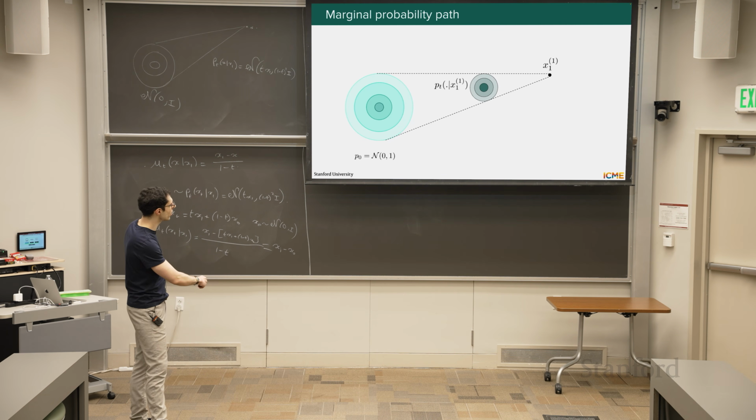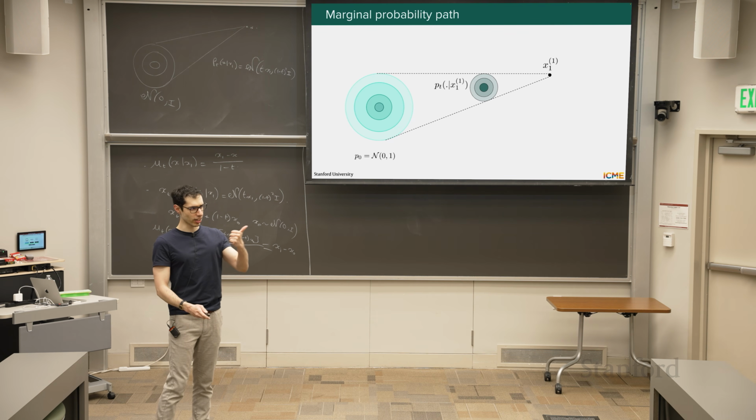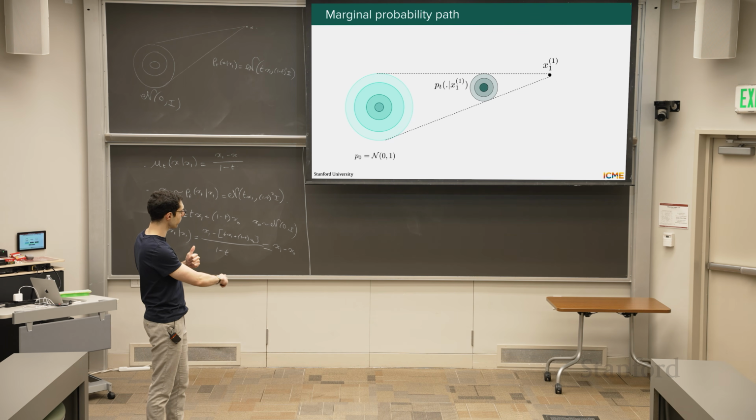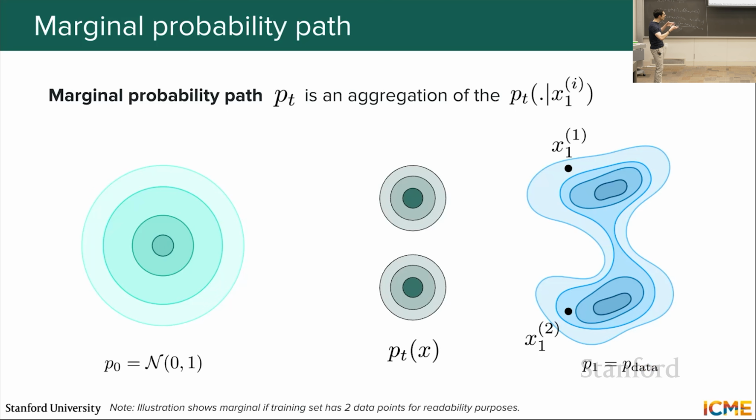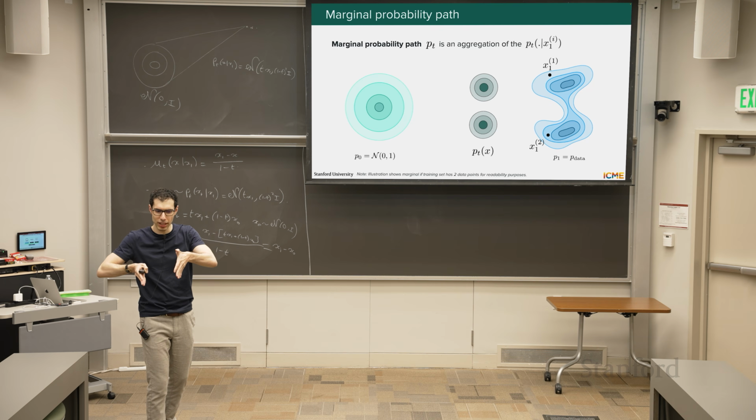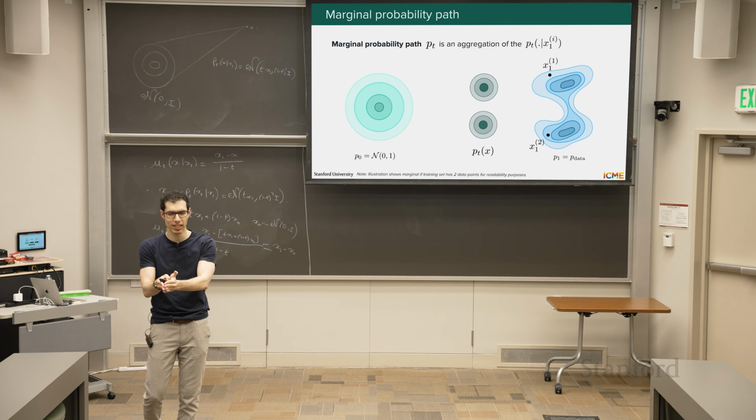So if we do that, we consider, let's say, one point of your target data distribution. We have this conditional probability path. We consider a second point. And let's assume here that our target data distribution, our training set, only has 2 points. Then what that means is that at time t, we can consider what we call a marginal probability path. Marginal because we marginalize across the x1s. And we will end up with a mixture of Gaussians, where each Gaussian is interpolating between the normal one to the single point.